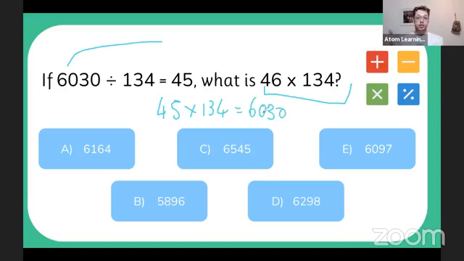So this is why those foundations of BIDMAS and operations are so important, so children can make that connection. They might even think, oh, to get rid of the divide by 134, I could multiply by 134. Now, what makes this question easy is if we've got 45 times 134 is 6,030, we need to work out 46 times 134. So all we need to do is add 134 to our 6,030. 0 add 4 is 4, 3 add 3 is 6, 0 add 1 is 1, and then we have our 6,164 left over.